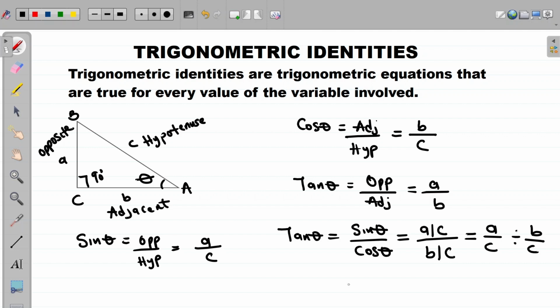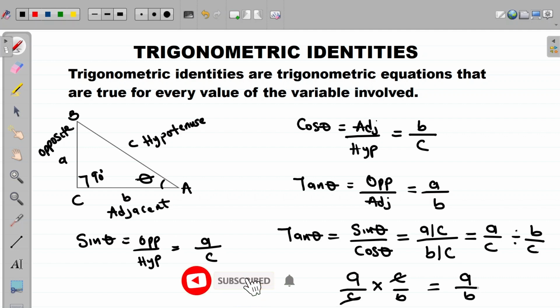At this point, if we apply the multiplicative inverse, our equation becomes A divided by C multiplied by C divided by B. So C can cancel out C. We'll be left with A divided by B. So it has been shown that tan theta is equal to sine theta divided by cos theta.